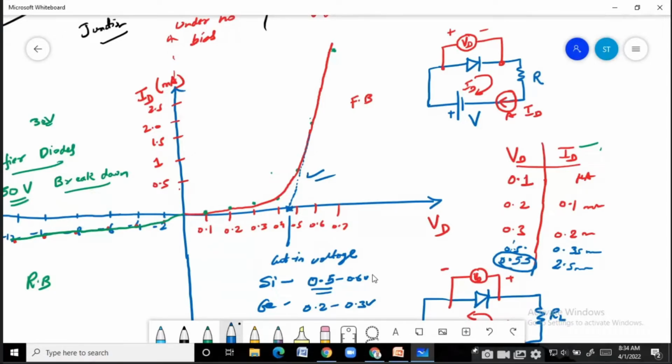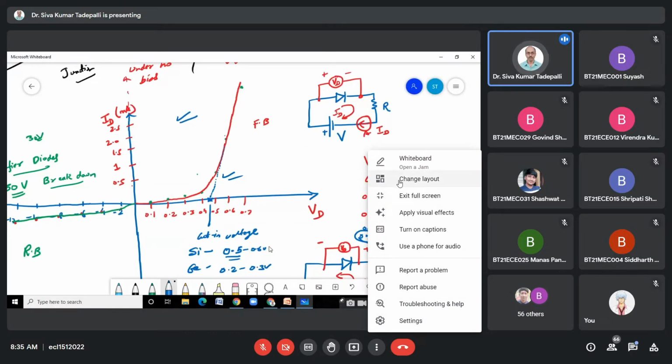So we use the term cut-in voltage to represent the voltage beyond which the diode is going to conduct significantly. Below that, the diode is considered to be nearly off. This is the characteristic which we call the accurate characteristic, obtained from the experiment.